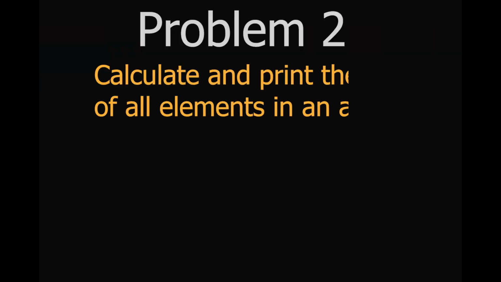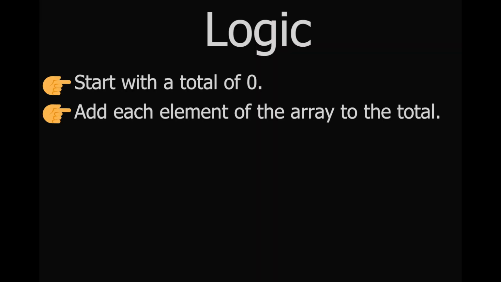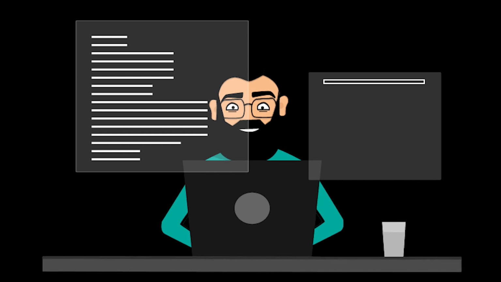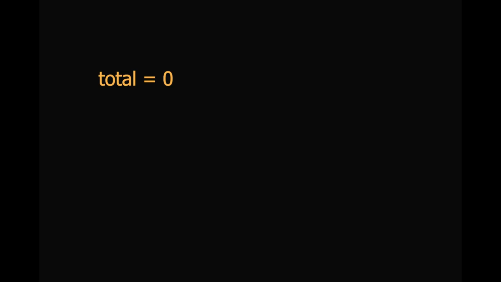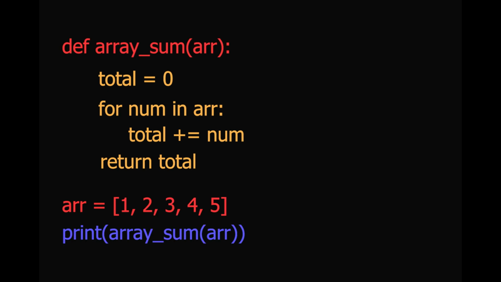Problem 2. Calculate and print the sum of all the elements in an array. Pause the video. Start with total of 0. Add each element of the array to the total. After iterating through all elements, the total will be the sum of all elements in the array. Now let's write code for it. Store 0 in total variable. Write for loop for num in array, and inside this simply write total equals total plus num. And in the third step, simply return total variable, and you solve your second problem.